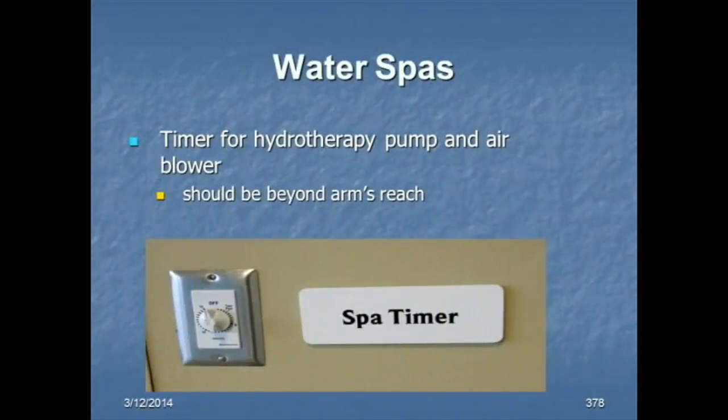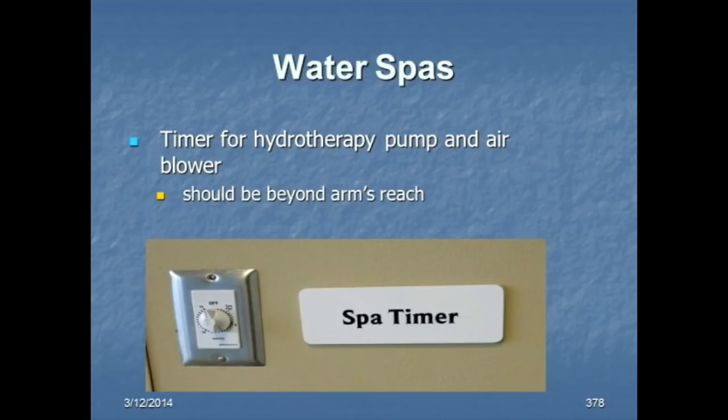You need to have a timer set up for the hydrotherapy. That pump and that air blower needs to be outside of arm's reach, on the wall, away from the spa. Someone's going to have to actually get up out of the spa to go adjust that timer to turn it back on again in the pool.